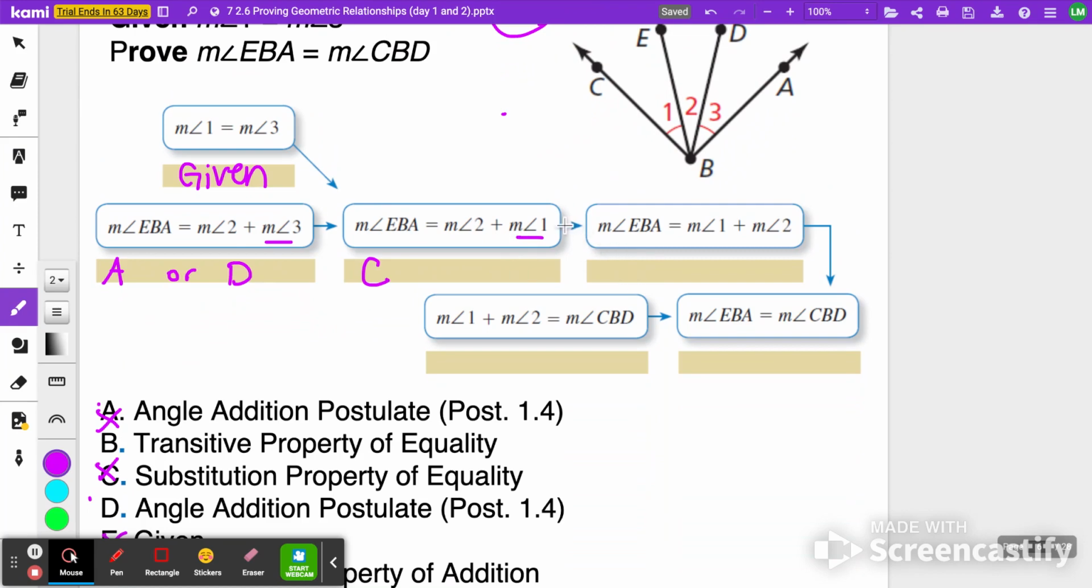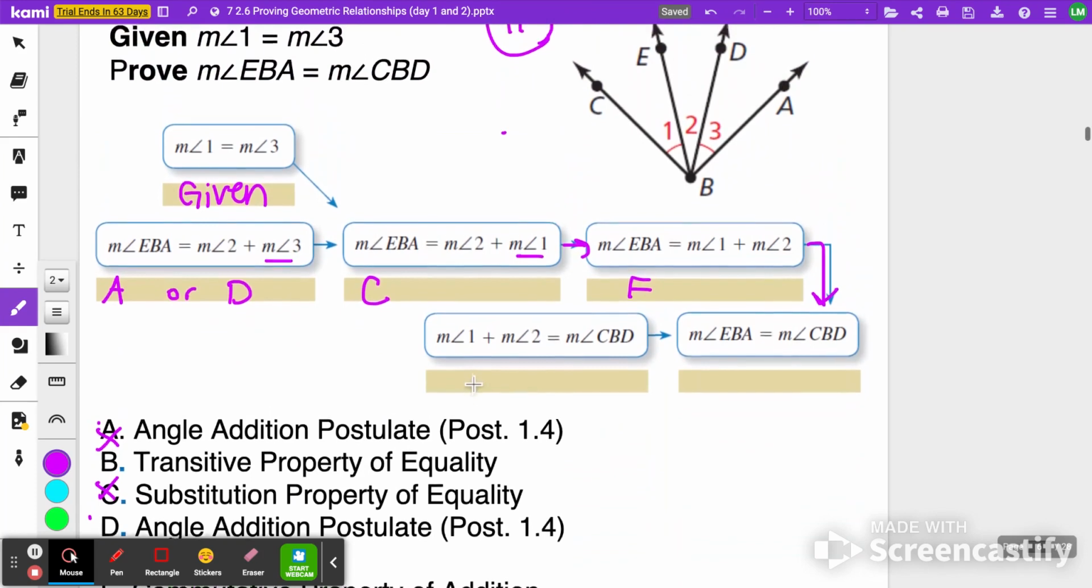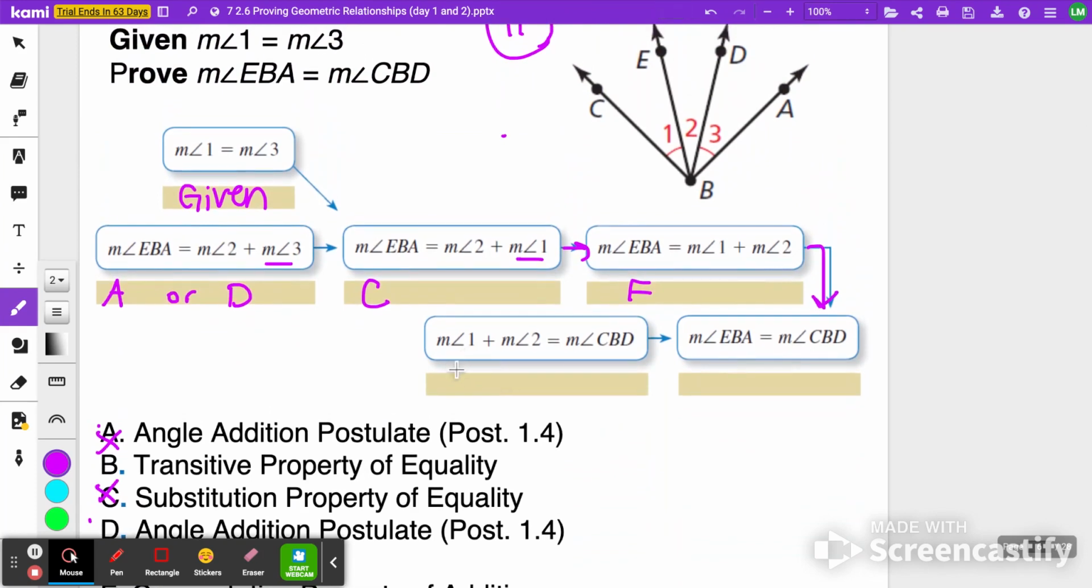Then, as I go on through my flowchart here, the measurement of angle EBA is still now equal to the measurement of angle 1 plus measure of angle 2. That's just when we flipped around measure of angle 1 plus measure of angle 2. So that would be F, the commutative property of addition. Then going right down here, how do we get the measurement of angle EBA is equal to measure of CBD? Well, if we look at the measure of angle 1 plus angle 2, that would be, again, the angle addition postulate. So if you put A for the first one, you could put D for this one, or vice versa.